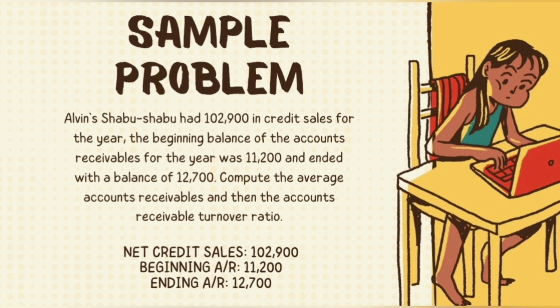Alvin's Shabu Shabu had 102,900 in credit sales for the year. The beginning balance of the accounts receivable for the year was 11,200 and ended with a balance of 12,700. Compute the average accounts receivable and then the accounts receivable turnover ratio. The variables are given below.